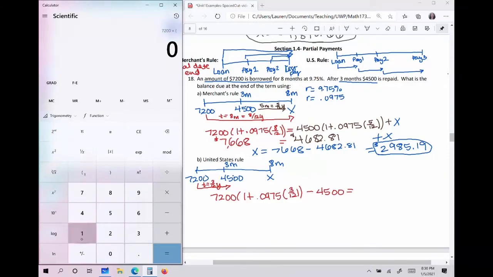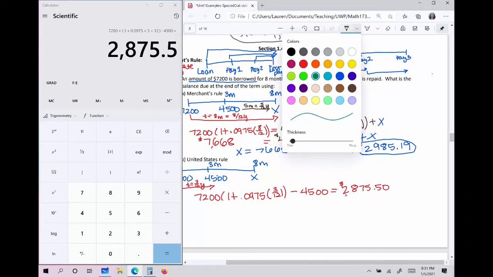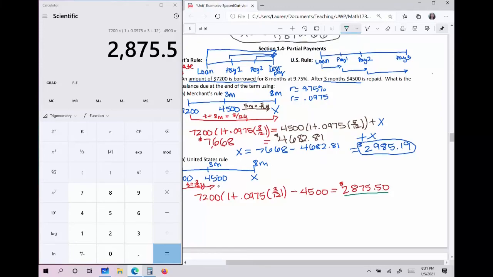So we take 7,200 times, and then parenthesis 1 plus 0.0975, all of that stays the same, times 3 over 12, and our parenthesis, and then we're going to subtract 4,500. So when we do that, we get 2,875.50. Okay, but we're not done yet because this still needs to be moved forward. So now we're going to take this new number, because that's what we have left, is 2,875.50, and we're going to move that to the end of our 8 months. So we take 2,875.50, and again, notice here, just because it ends in a 5, I have my 0 in there because we're dealing with money, so we need 2 decimal places.